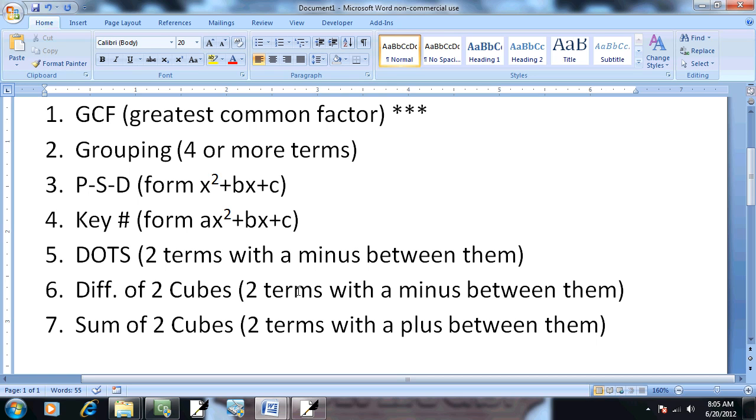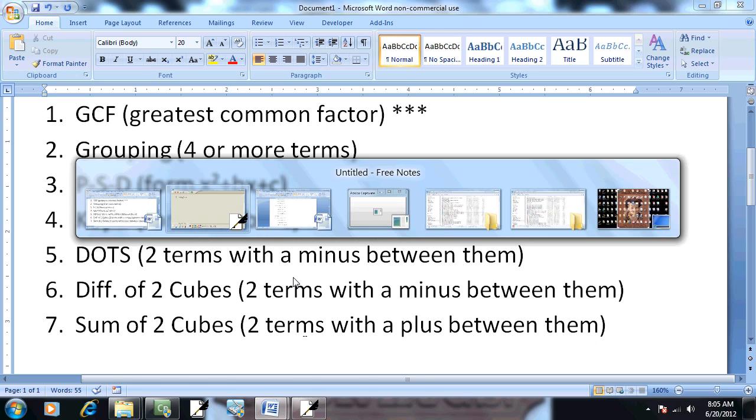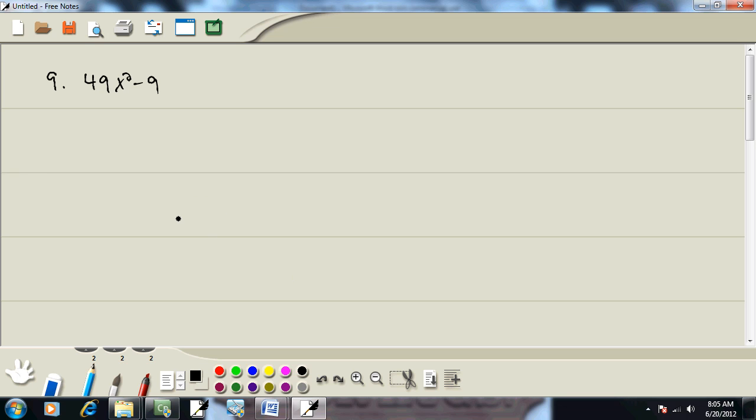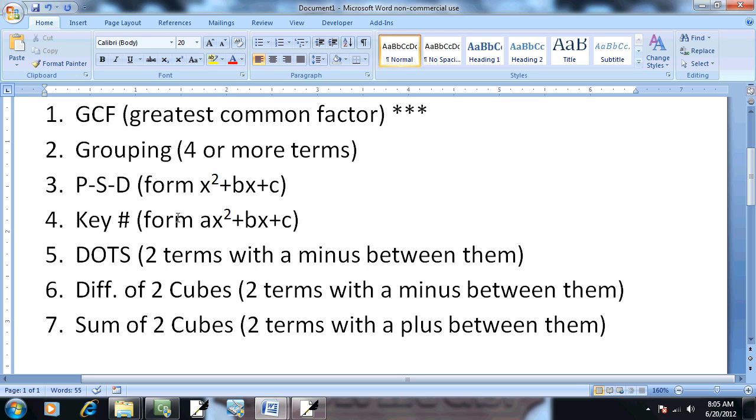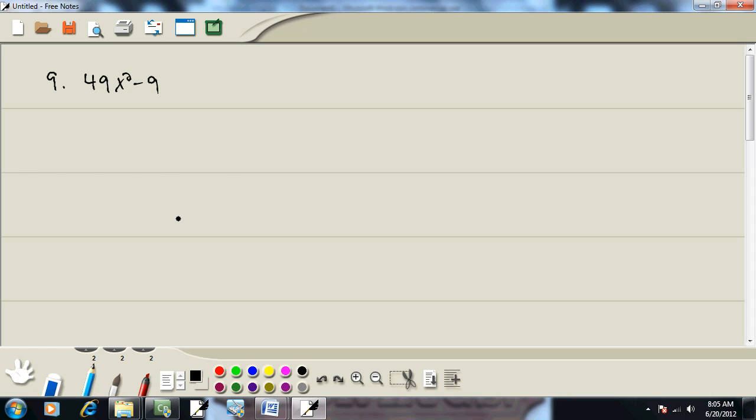If that doesn't work, then you try this one. Two terms with a minus between them, difference of cubes. And then sum of cubes is two terms with a plus between them. So let's see which one this matches. Well, there is no GCF. And it looks like two terms with a minus between them. That'd be our fifth one, dots, difference of squares.